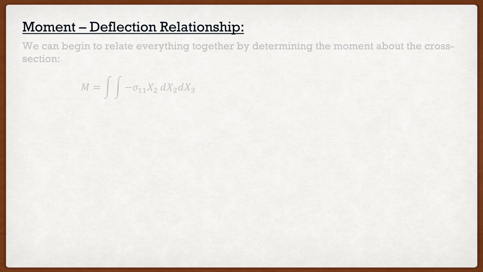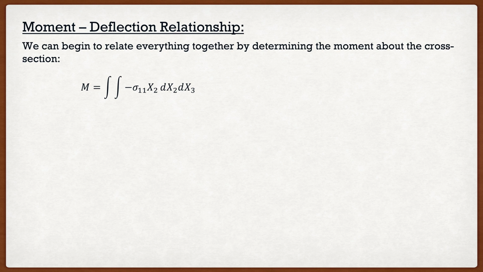From there, we can move on to a moment-deflection relationship, all right? So this is where everything is going to start coming together. Now, from the stresses on the cross-section, we can actually determine what the moment is, where the moment is equal to the double integral of negative sigma 1 times x2, integrated over the cross-section. So integrated over dx2 and dx3.